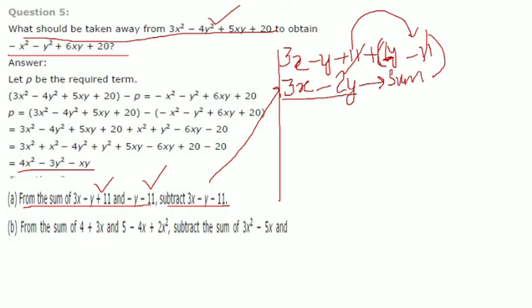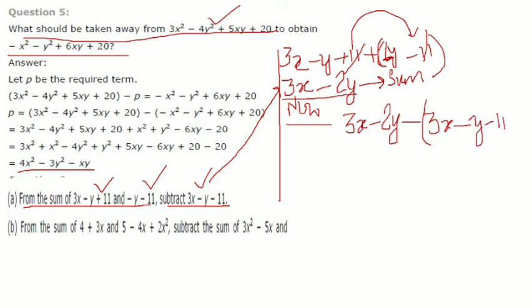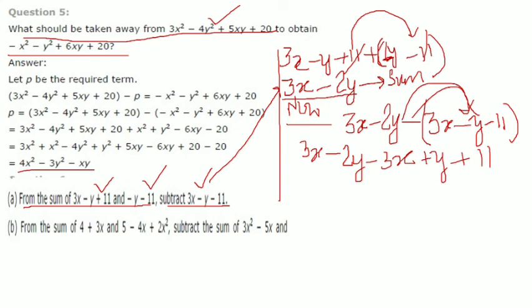Now from this sum, we have to subtract 3x minus y minus 11. So 3x minus 2y, subtract, put the bracket firstly. What part do we have to subtract? 3x minus y minus 11. So change the sign. 3x minus 2y minus 3x, this minus and minus will turn as plus y, and again this minus and minus will turn as plus 11. This is positive 3x, this is negative, cut. Minus 2y and y will give you minus y and plus 11. This is the required answer.